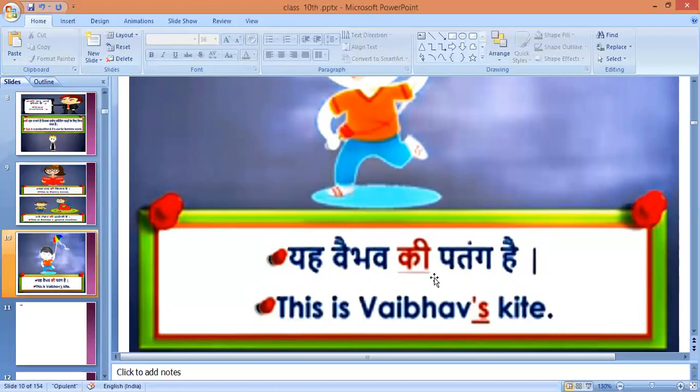So this is the difference between छोटी ई की मात्रा की and बड़ी ई की मात्रा की.